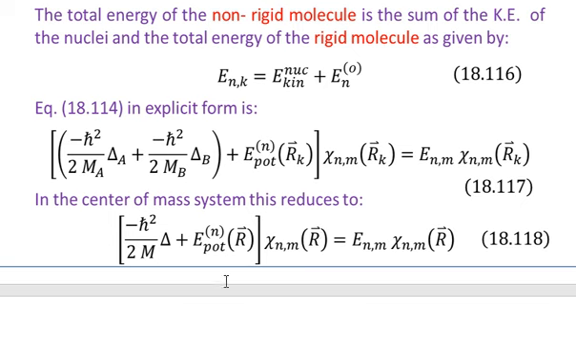In these coordinates I have minus h bar square over 2M, and then the triangle function, which will later be related with the del square operator. This capital M is now the reduced mass of the system, due to the two nuclei. Then this is the potential energy of the system, and then the wave function chi_nm. On the right hand side, I have the eigen energy E_nm multiplied by the wave function chi_nm.